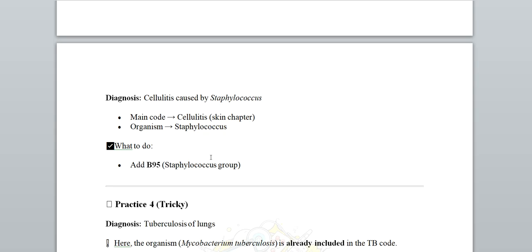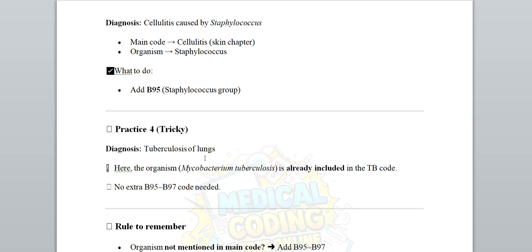Another question: cellulitis caused by staphylococcus. The main code is cellulitis, the organism is staphylococcus. What do you do? Add B95, the staphylococcus group. This next one is a tricky question: tuberculosis of lungs. Here the organism Mycobacterium tuberculosis is already included in the TB code, so no extra B95 or B97 code is needed.